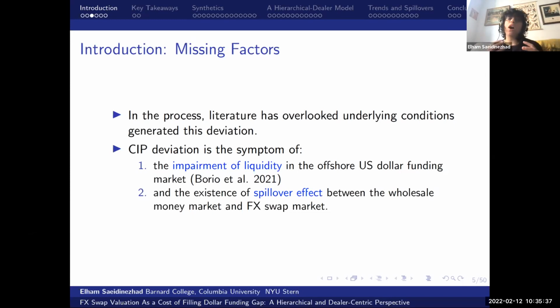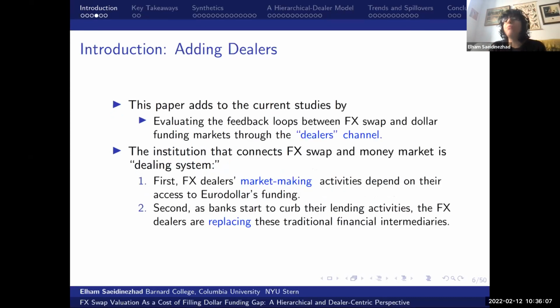Obviously Borio and the BIS are concentrating on this point, but these two relationships, the CIP deviation and the impairment of liquidity in offshore US dollar funding, are very much missing in the literature. So there is not enough attention on this spillover effect between the wholesale money market and the FX swap market. At the same time, one of the reasons this spillover effect is not being investigated much is that we are not focusing on the dealers that are connecting these markets.